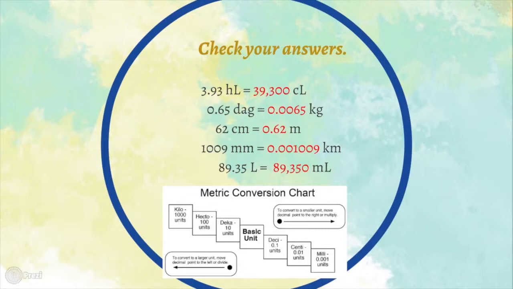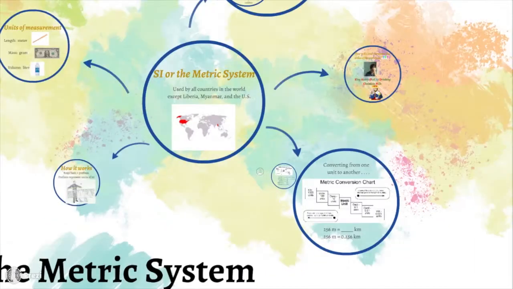Okay, check your answers. We already did the first 2. On the third one, you should have moved your decimal 2 spaces to the left, which would give you 0.62 meters. 1009 millimeters, on this one you would move it 6 spaces to the left for an answer of 0.001009 kilometers. And the last one is going from liters to milliliters, which is 1, 2, 3 spaces to the right for 89,350 milliliters.